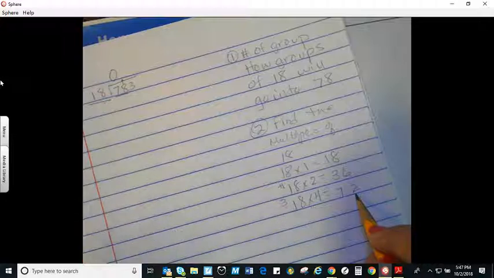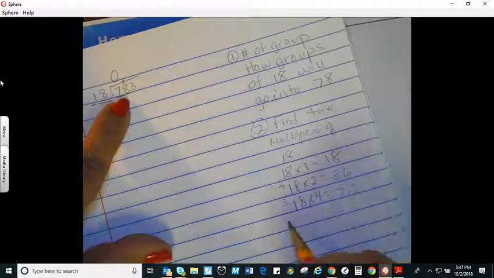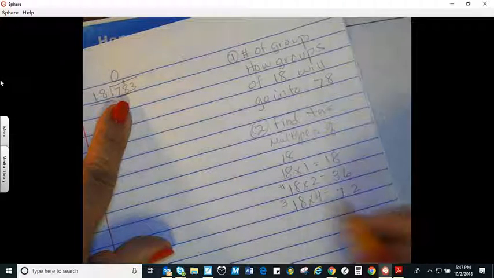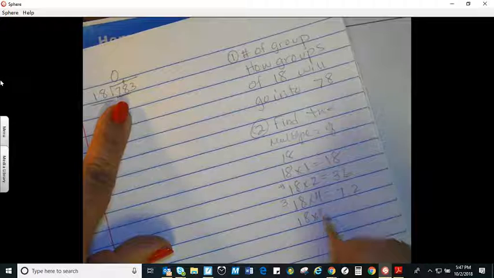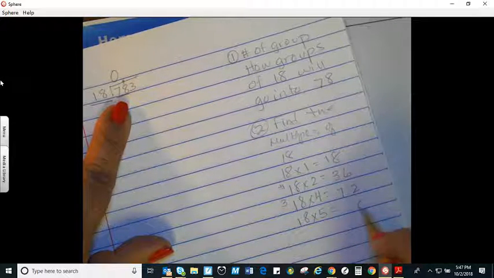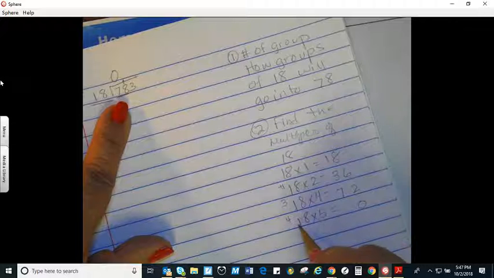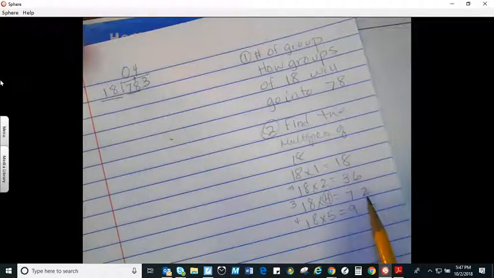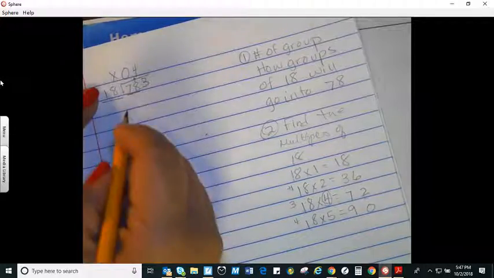Okay, so now I'm at 72. Do you think I can put in another group of 18? Possibly not. So I'm going to stop here. Well, to prove it, I'll do 18 times 5. 5 times 8 is 40. Regroup my 4. 5 times 1 is 5 plus 4 is 9. So that's way too big. So there's going to be 4 groups. I'm going to place my 4 right here on top of the 8. Let me move that just a little bit over so I don't pull those together. And so I've already did my multiplication because I know that 18 times 4 equals 72.